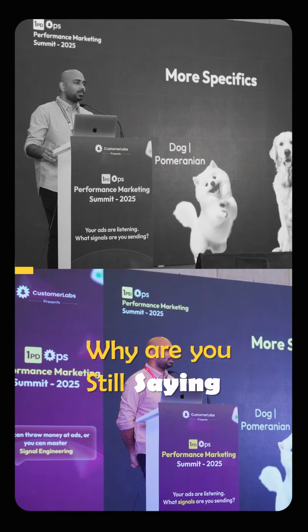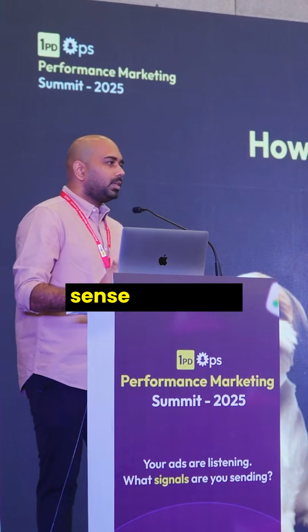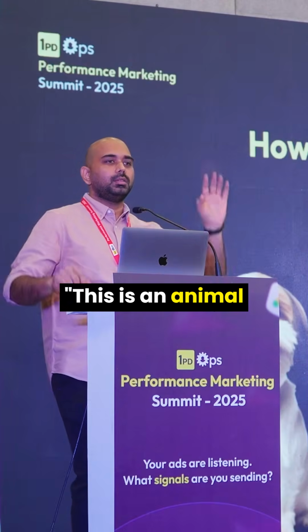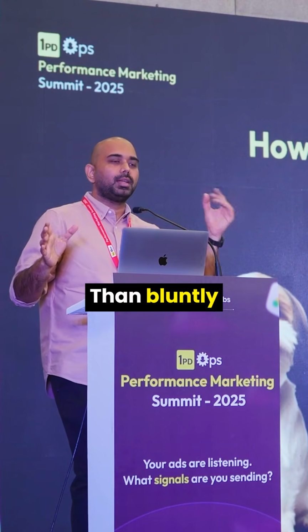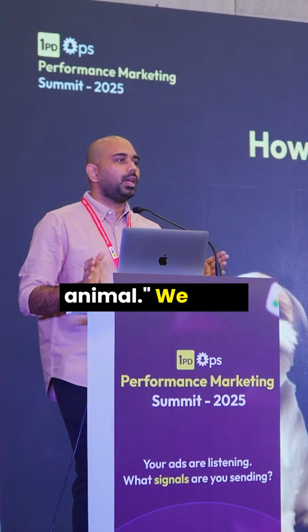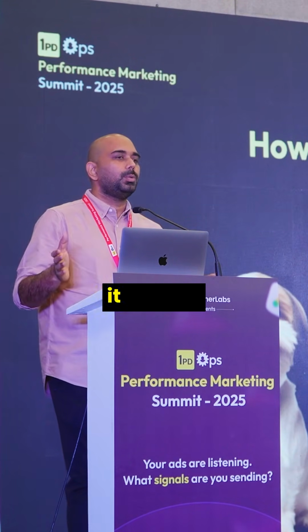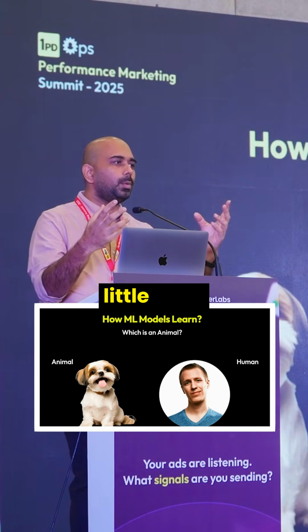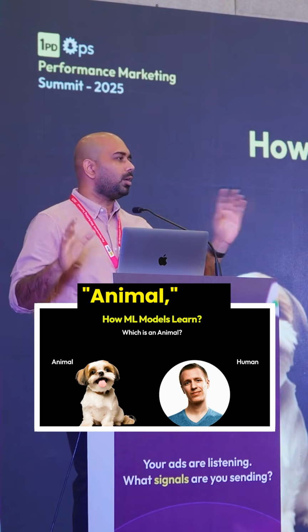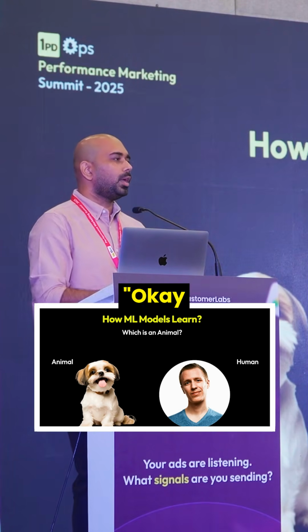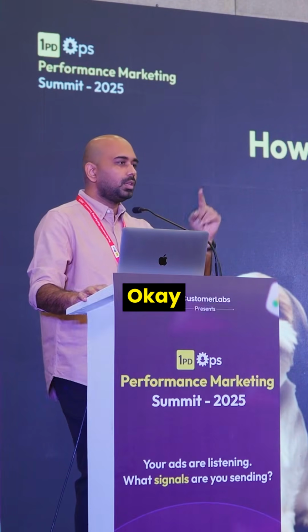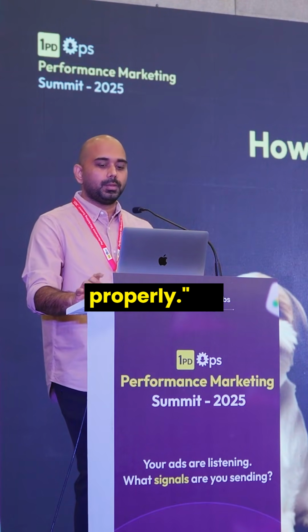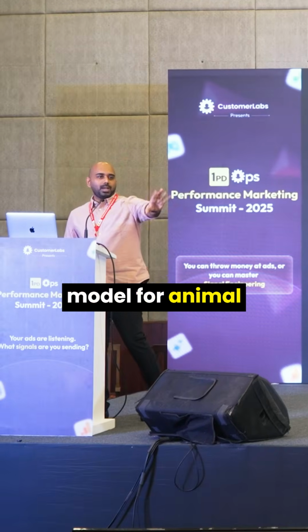Why are you still saying dog? It would make sense to classify this a little bit further, to say this is an animal, this is a human, rather than bluntly saying animal, not animal. We have to train the model in a way that it will say this is an animal, this is a human. It would make more sense. Now you have a little more context than just simply saying animal, not animal. This is one level step down, where you are training the algorithm to classify this properly. So you train the model for animal and human.